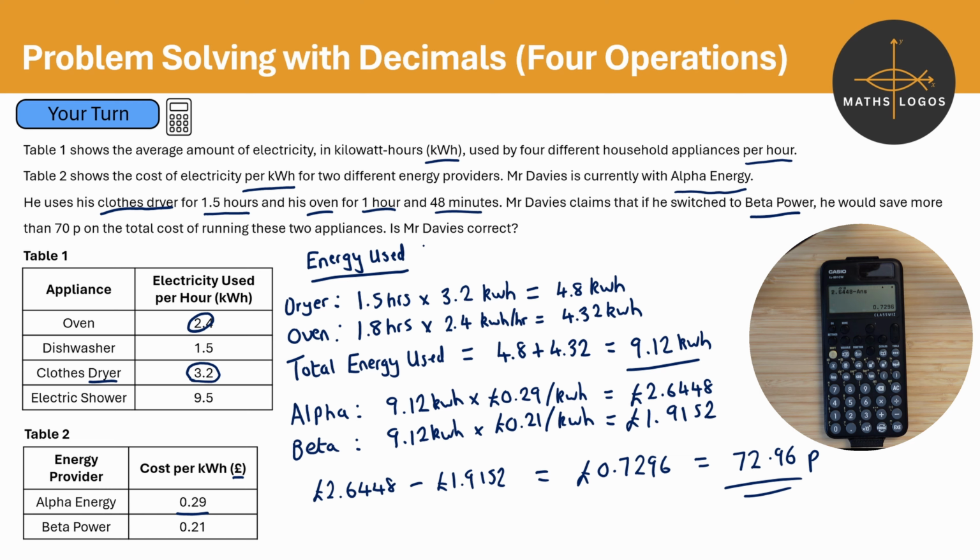So let's answer the question. Is Mr. Davies correct that beta power would be 70p cheaper? Yes, he is correct. So I said, yes, beta power is approximately 73 pence cheaper.